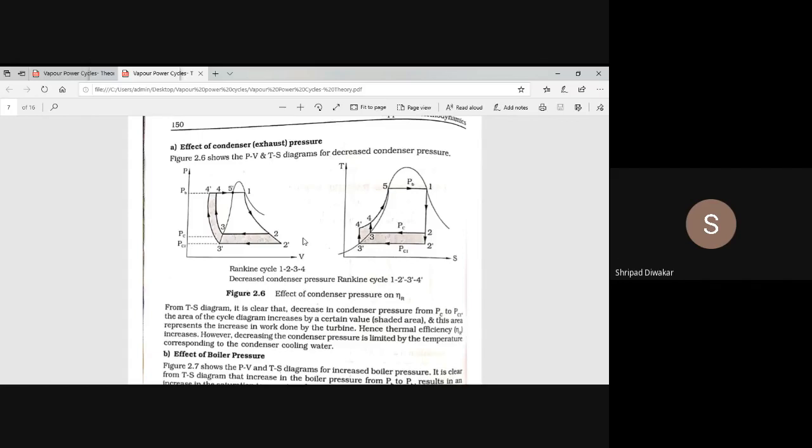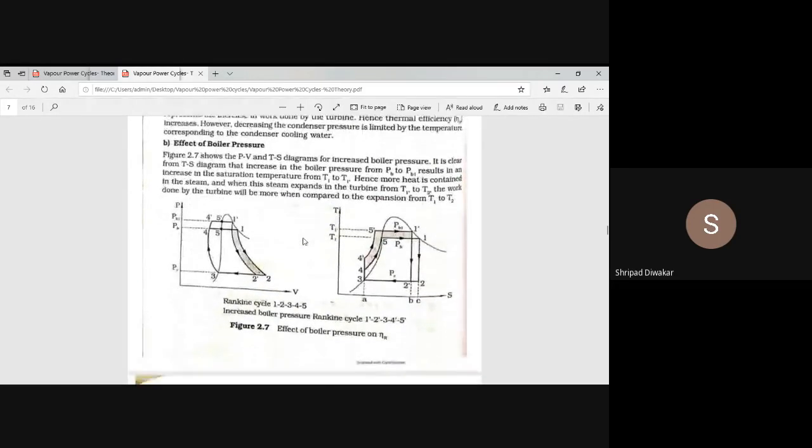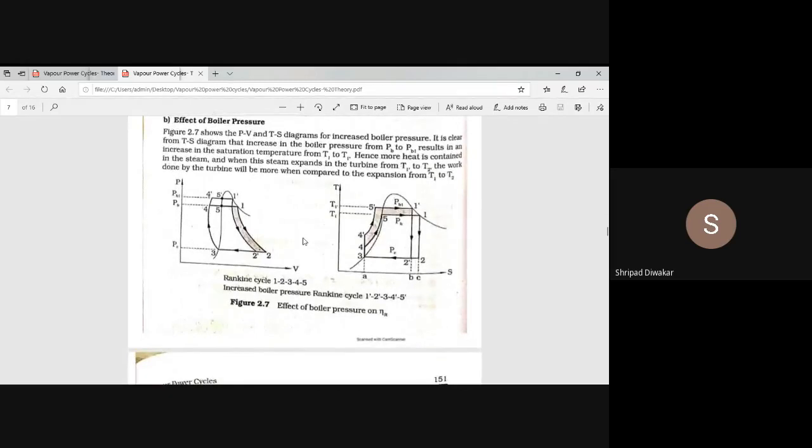Okay, this is the first part. Then the second part is how to improve it by increasing the boiler pressure. Okay, the first part is reduction in condenser pressure. The second part is the increase in the boiler pressure. Before that, first I'll tell how to draw the PV diagram and TS diagram.